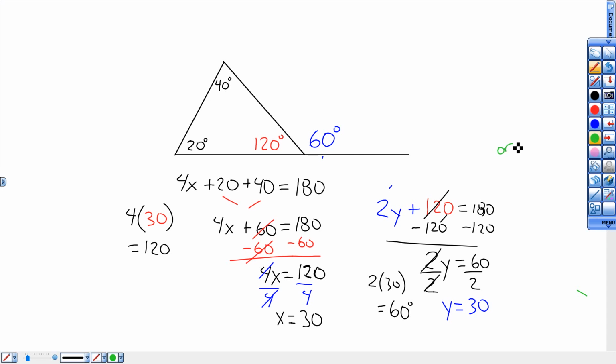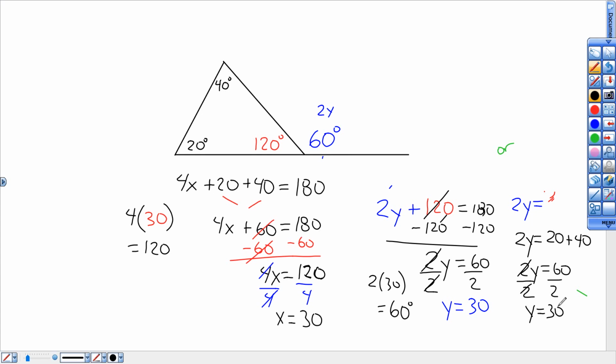Another way is to go back to the fact that this was 2y right here. And you could set that 2y equal to those two pieces added up, that 20 and that 40. So 2y is equal to that 20 plus that 40, so 2y equals 60. And then that's another way to get y is 30. But remember though, still y is not 30 degrees. If you take that and plug it in, that y times 2 gives you 60.